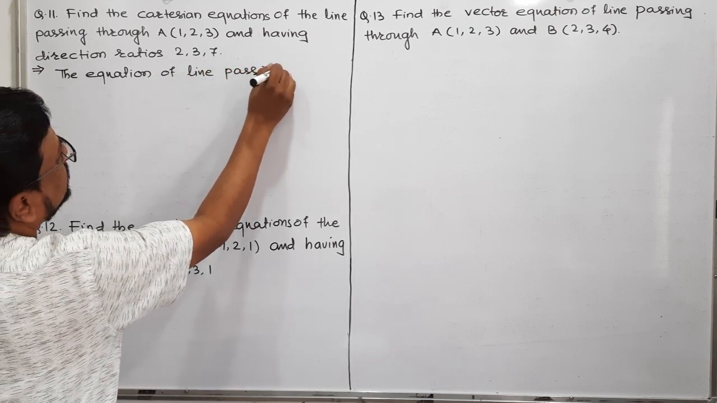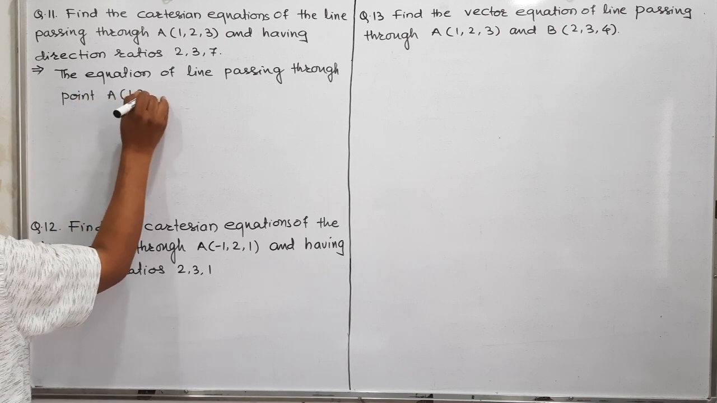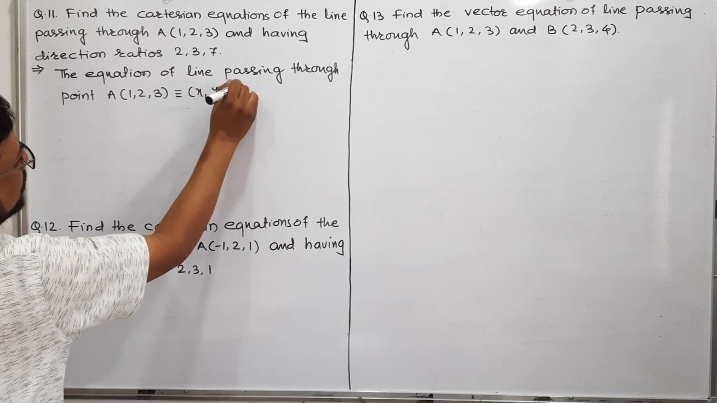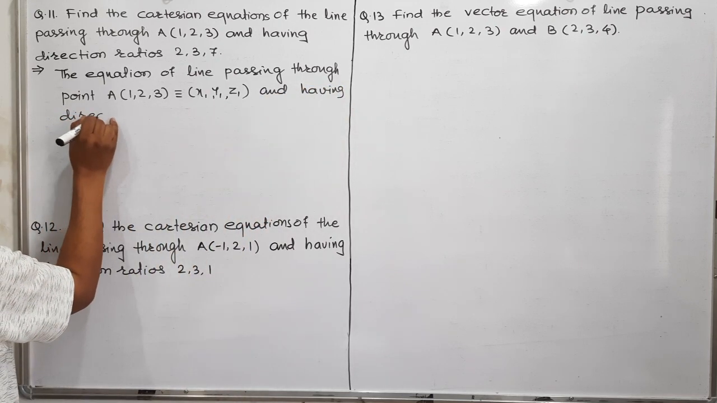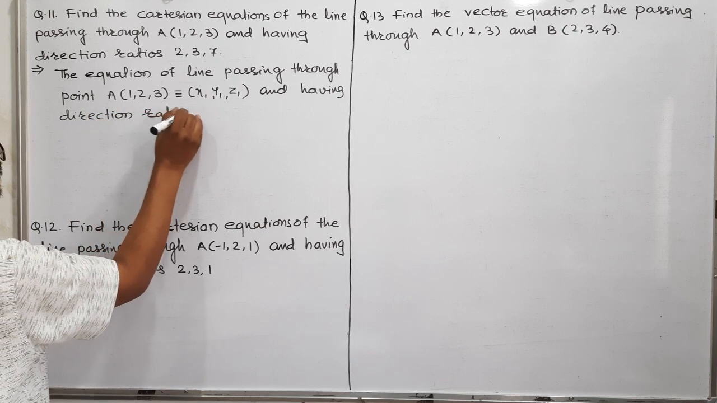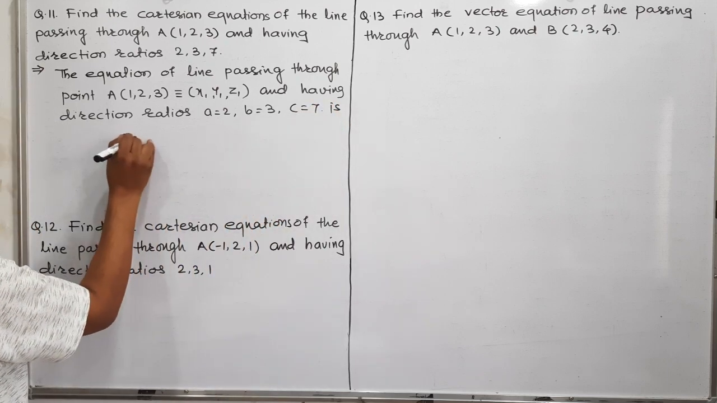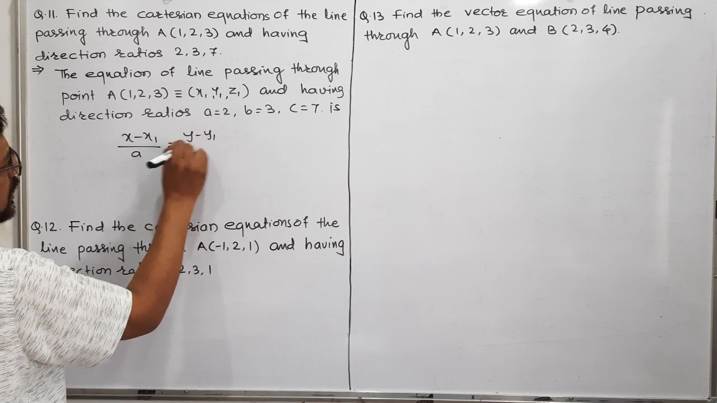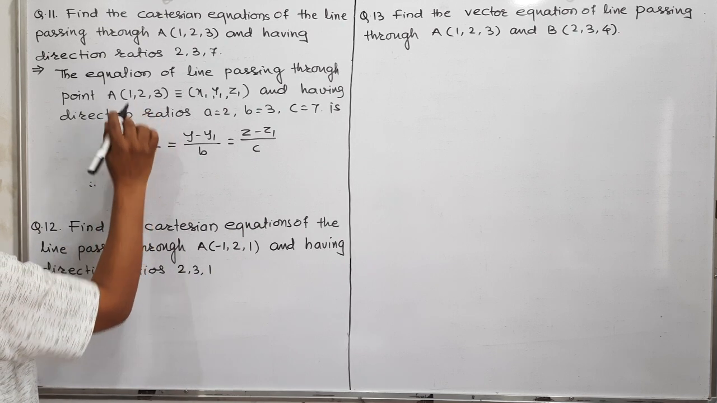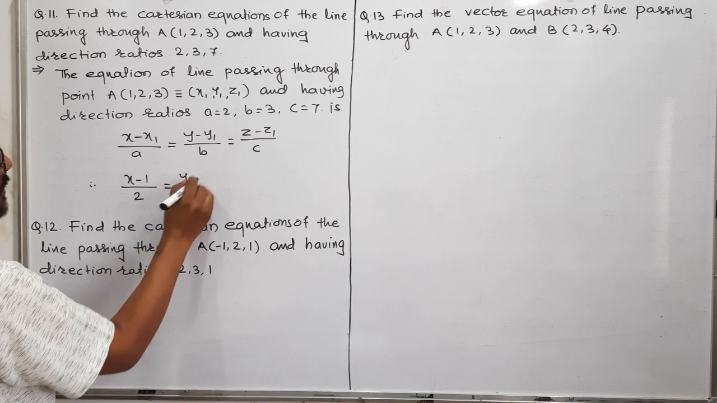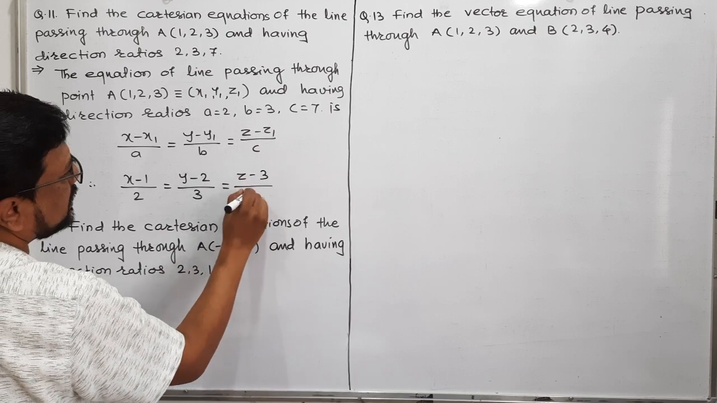The line passing through the point A(1, 2, 3), that is nothing but x1, y1, z1, and having direction ratios a is equal to 2, b is equal to 3 and c is equal to 7 is given by (x minus x1) upon a is equal to (y minus y1) upon b is equal to (z minus z1) upon c. Therefore, we have (x minus 1) upon 2 is equal to (y minus 2) upon 3 is equal to (z minus 3) upon 7.